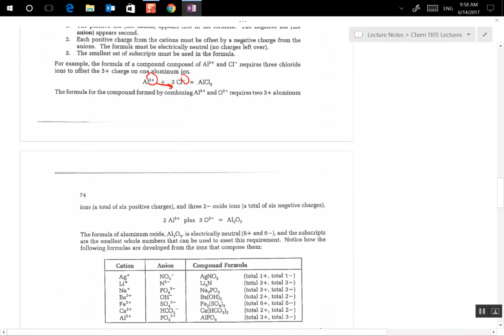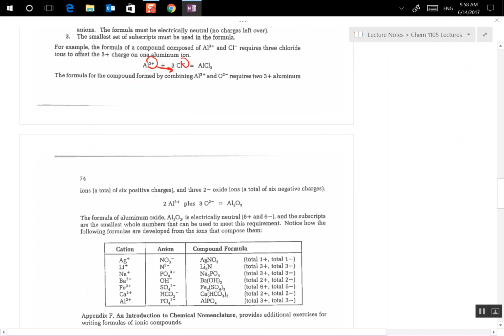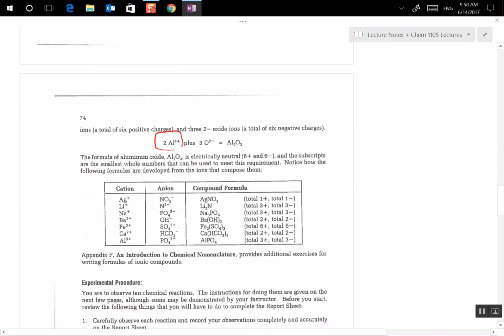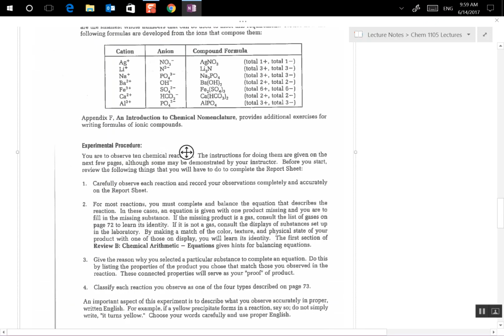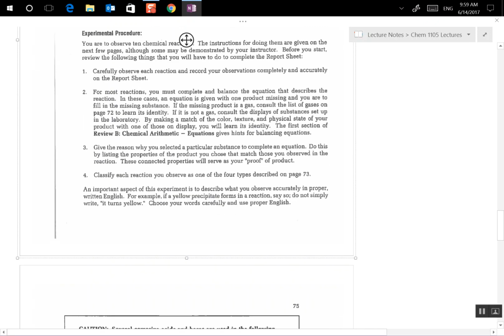To determine what product they are, if it's Al3+ and O2-, then I would combine them by saying 3+ means I need 3 oxygens, 2- means I need 2 Als. So Al2O3. Okay? So that's how you're going to determine those formulas.